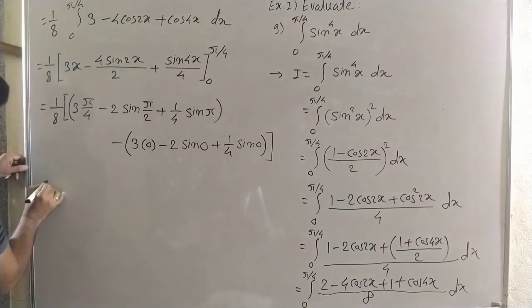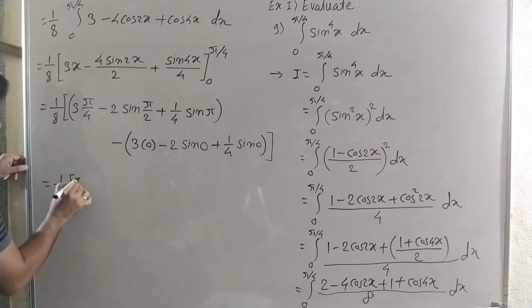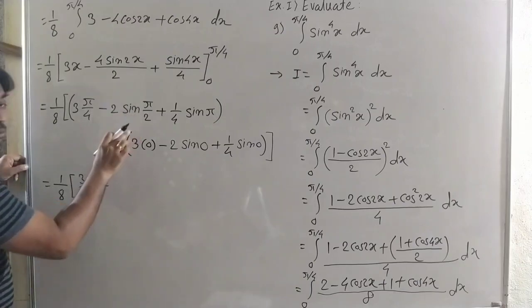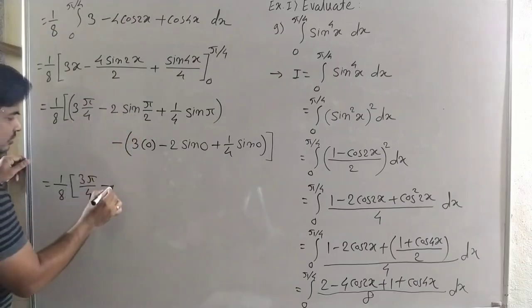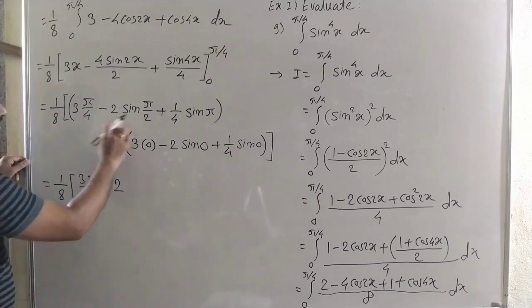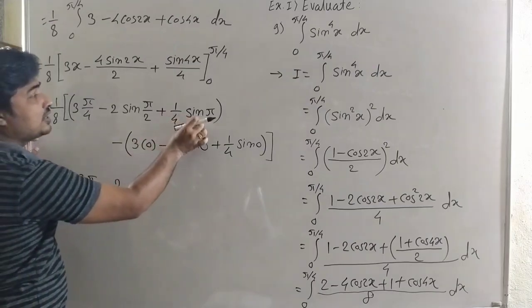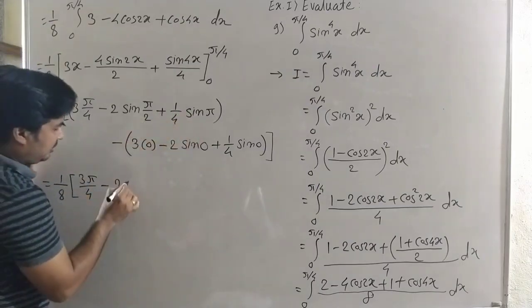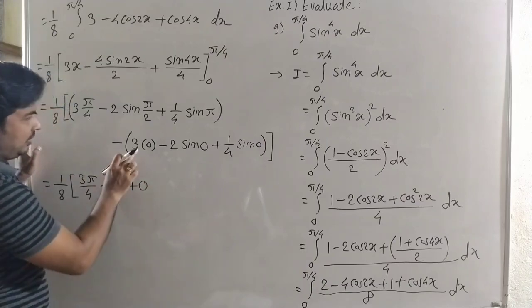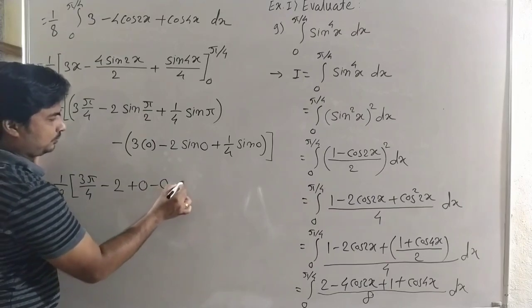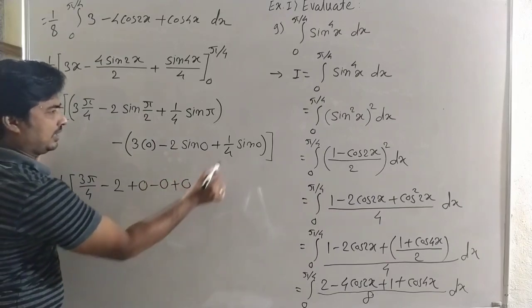Okay. And now here it is 1 by 8. See carefully the calculation. It is 3 pi by 4 minus 2 sine pi by 2. Sine pi by 2, it is 1. So here we can write minus 2 only. Then sine pi, it is 0. So it is 0. Now again here minus 0. Sine 0, it is 0. Okay. Here it is plus and minus. Sine 0, 0.